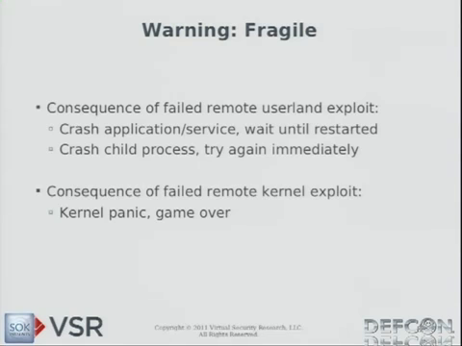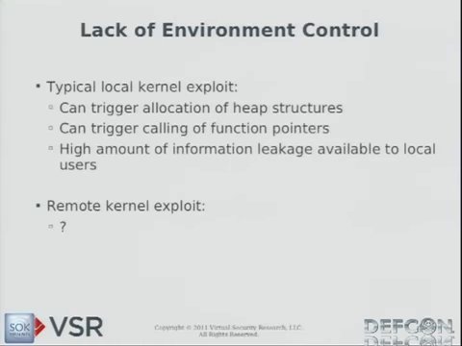If you're dealing with a service that forks child processes for each connection, you may not even crash the service itself. You'll just crash the child process, and you essentially have very minimal consequences for failure and can continue to try to exploit it. In contrast, if you fail at a remote kernel exploit, in nearly every case, the kernel's going to panic and the box will fall over. And not only will you have lost your chance to exploit that machine, but you've lost any chance of doing so with any sense of stealth. It's a little bit noisy to crash an entire machine.